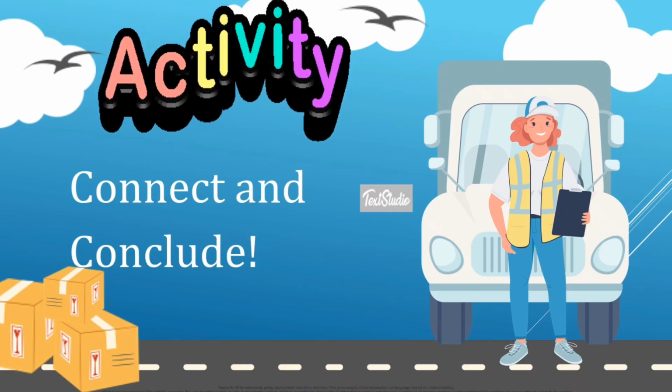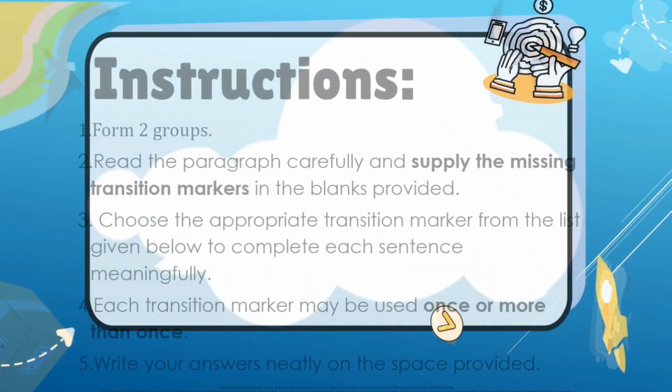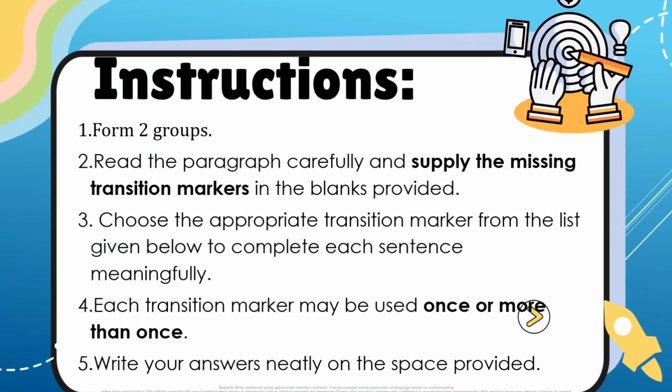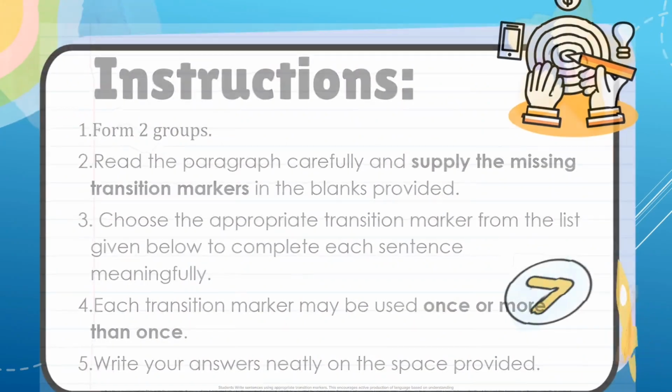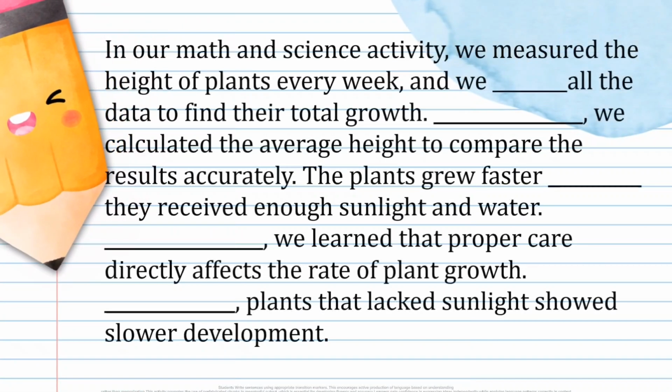Students write sentences using appropriate transition markers. This encourages active production of language based on understanding, rather than memorization. This activity promotes the use of prefabricated chunks in meaningful output, which is essential for developing fluency and accuracy. Learners gain confidence in expressing ideas independently while applying language patterns correctly in context.